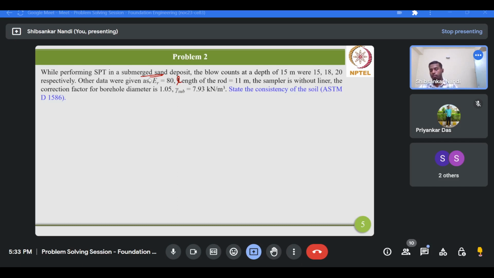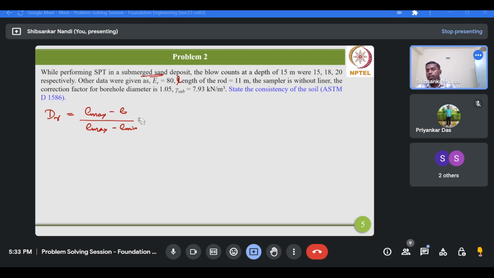So again, it's basically from the very basic fundamentals of soil mechanics. For determining the consistency, first you have to know the relative density of the sand. Now what is relative density? Relative density is nothing but (e max minus e) divided by (e max minus e minimum). If this value is less than 15, then it's very loose, 15 to 35 loose, 35 to 65 medium, something like that. We can classify the consistency of the soil based on the value of relative density.